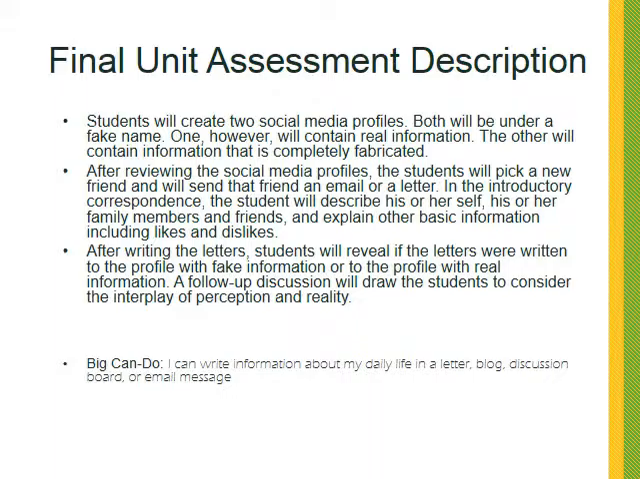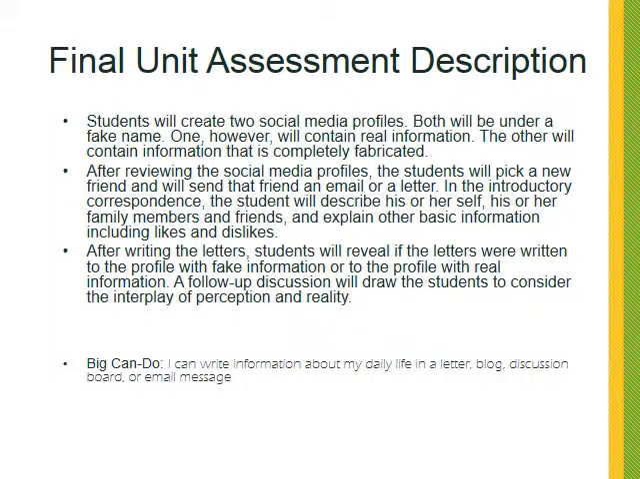This is an example of a strong final unit assessment. As you can see, the big can-do statement of I can write information about my daily life in a letter, blog, discussion board, or email message has been selected to go along with the assessment. The assessment contains two major components and one follow-up discussion. The first component requires that students create 2 social media profiles under fake names. The first social media profile should reflect the student's true identity other than the name, and the second social media profile contains only information that has been made up.